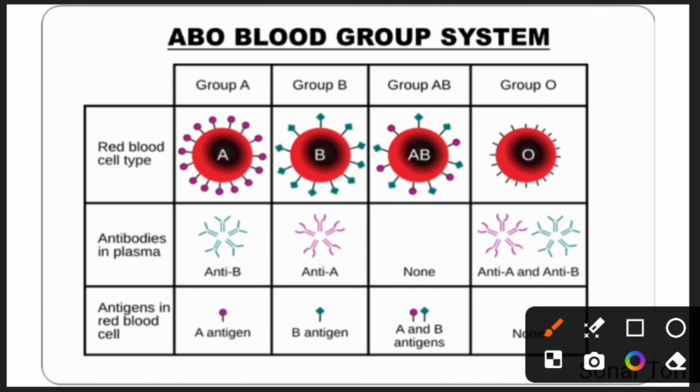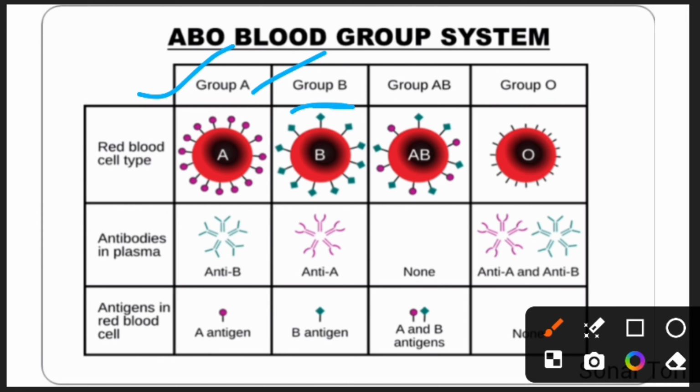So first, blood group A. In the blood group A, there is anti-B or antibody B present in the plasma and antigen A is present in the red blood cell. In the blood group B, there is anti-A present in the plasma and antigen B present in the red blood cell. So you can see in this chart that opposite antigen and antibody are present in a blood group. The corresponding antibody is not present in the same blood group. Like blood group A where anti-B is present and A antigen is present, and blood group B where anti-A is present and B antigen is present.